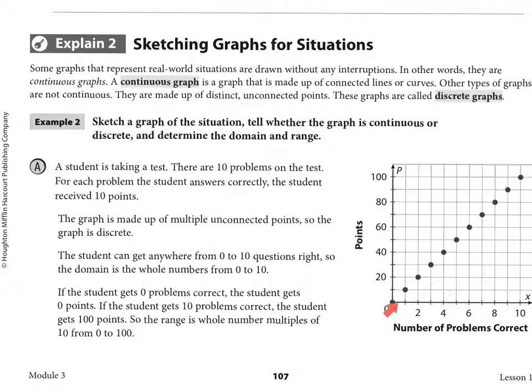So if I'm looking right here, what problem number am I talking about? One. I'm talking about problem 0.5. Is there a 0.5 problem? No. Okay. It's problem 1, problem 2, problem 3, problem 4. That is a discrete function. You can't have fractions. You can't have what else? Decimals. Okay. They're whole units, individual, distinct points. That is a discrete function.